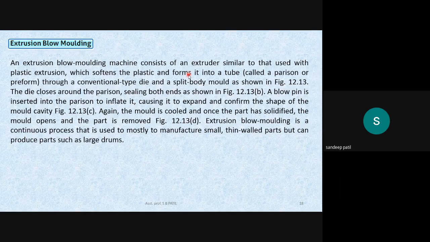Whatever preform is there, which is the tube structure formed during the extrusion process, the air is inserted into it through this blow pin to inflate it, causing it to expand and conform to the shape of the cavity. Again, the mold is cooled, and once the part has solidified, it opens and the part is removed. This extrusion blow molding is a continuous process used mostly to manufacture small, thin wall parts, but can produce parts such as large drums also.